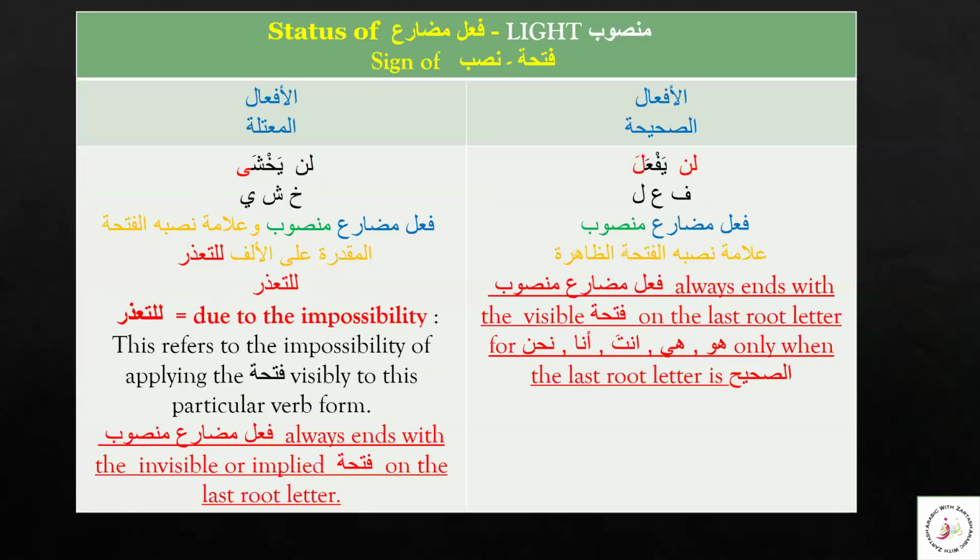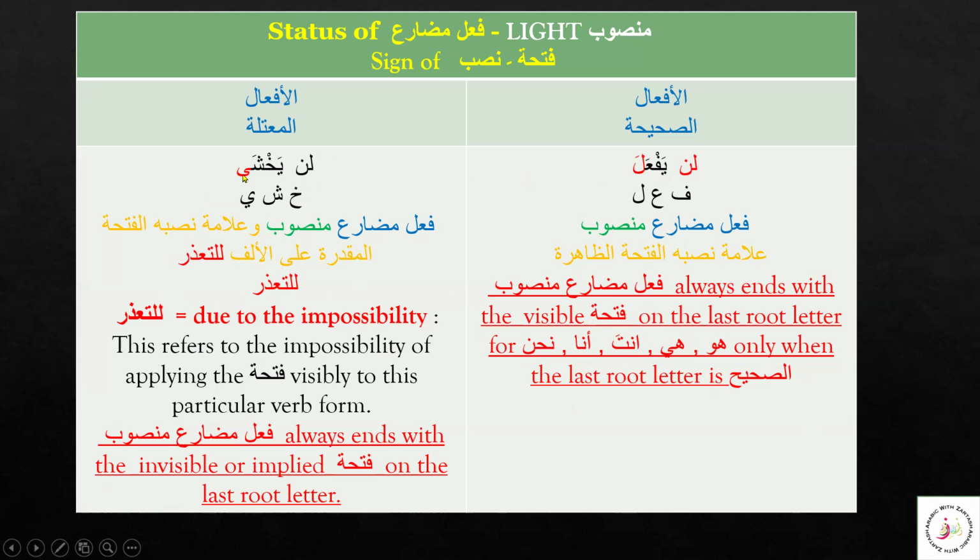We learned about the mansub or light state, where the signs were the fatha for af'al sahiha and af'al mu'talla, and how we are going to write the i'rab. We also learned that the fi'l mudari mansub ends with the visible fatha on the last root letter for huwa, hiya, anta, ana, and nahnu only when the last root letter is sahih, like lan yaf'ala.